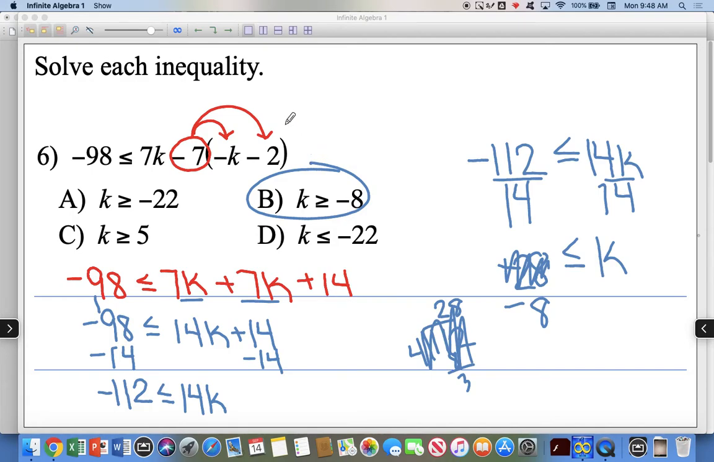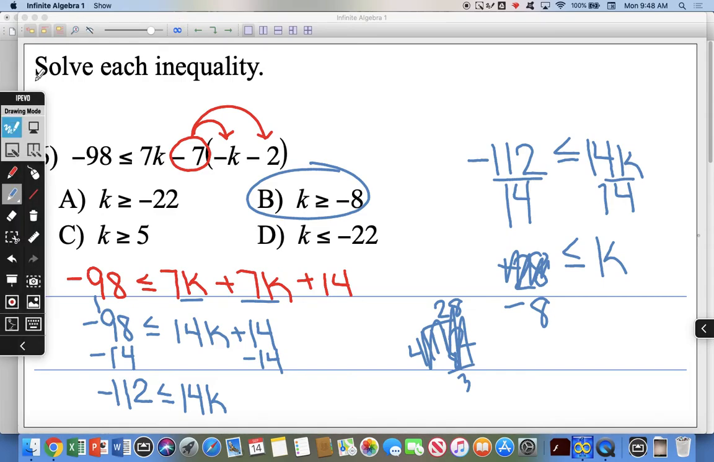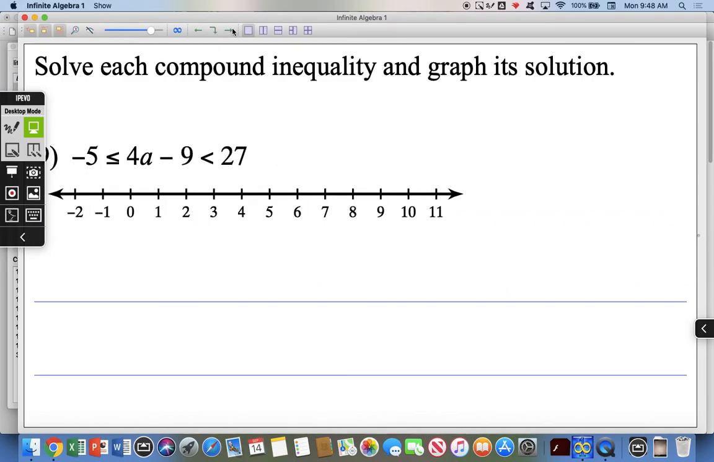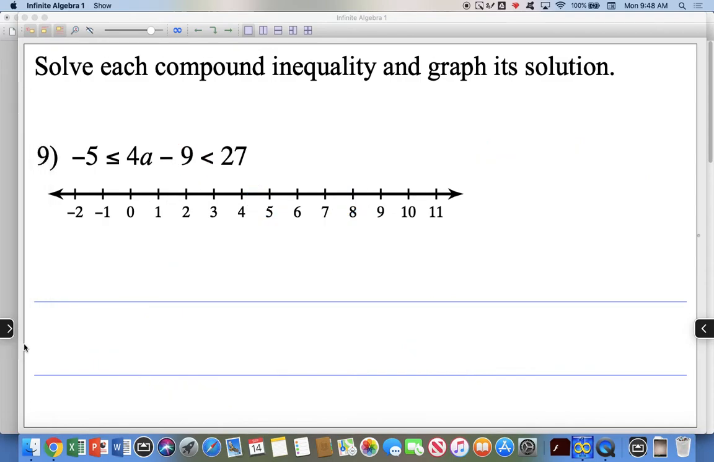All right, so let's see, we got a couple more. There's one I definitely want to hit more than the other one. Okay, I definitely want to make sure that we do one like this. Okay, this is a conjunction. This is whenever we have two inequalities that we're going to graph on the same number line. And what's our goal for the middle? To get A by itself.